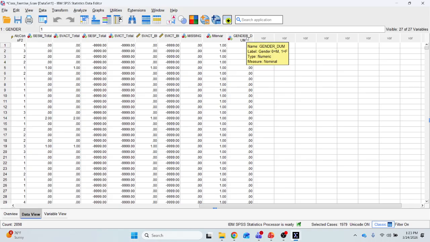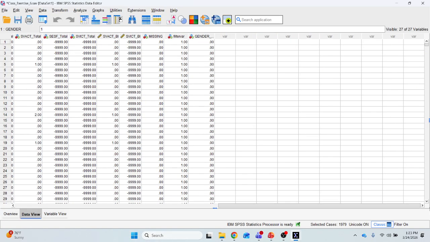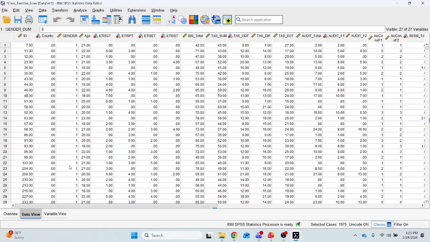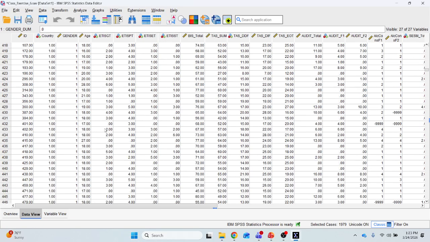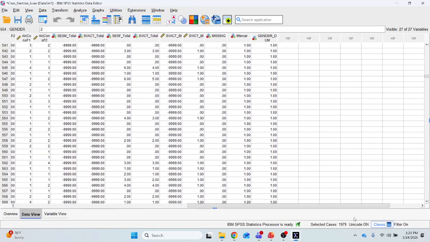So yeah, gender dumb, right? Remember, our reference group is males. Male should be 0. If you go back to the data, that's a 1. That should be a 0 in my new variable. Ta-da! Let's go look at some females. Females are 2, then in my new variable, they should be a 1.